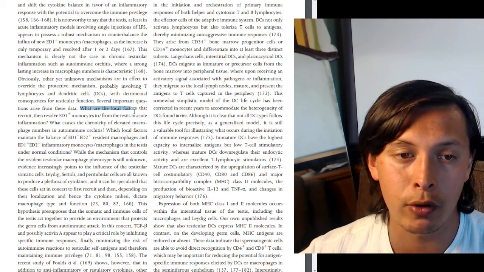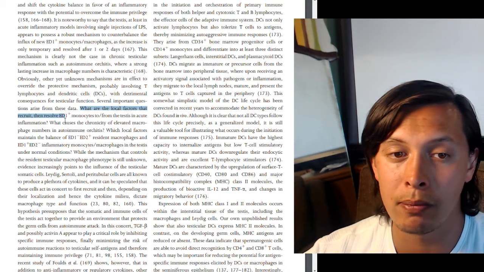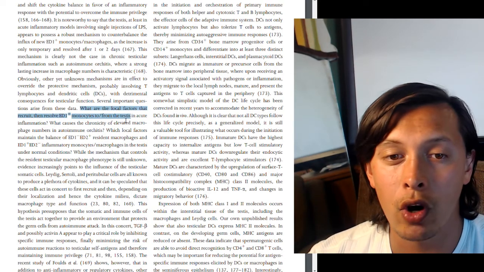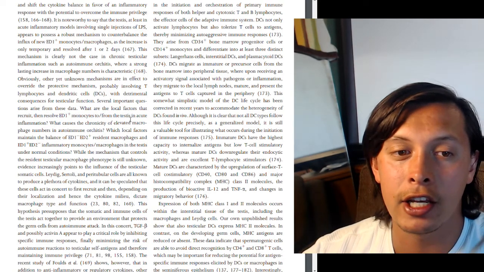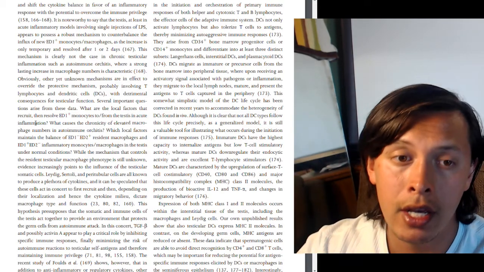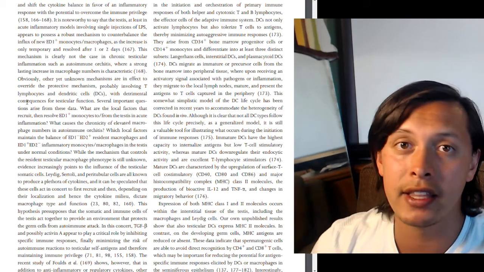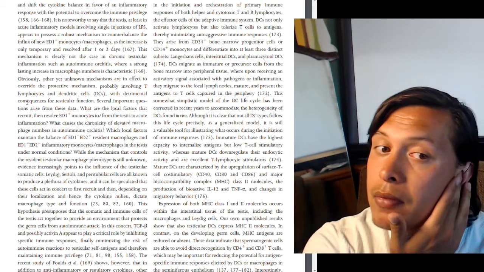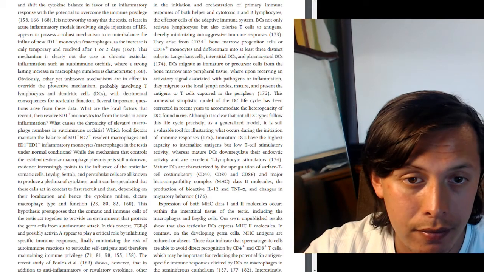So several important questions arise from these data. What are the local factors that recruit, then resolve ED1 positive monocytes to form in the testes in acute inflammation? So what is recruiting these white blood cells to come in, and then what is telling them to get the hell out when the inflammation should be done? We don't know this yet.